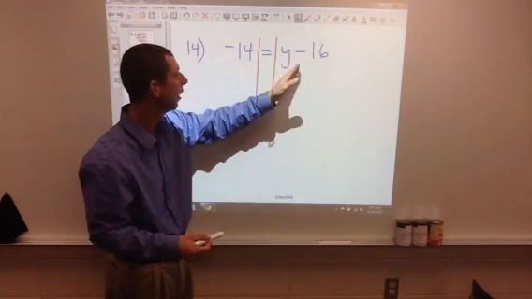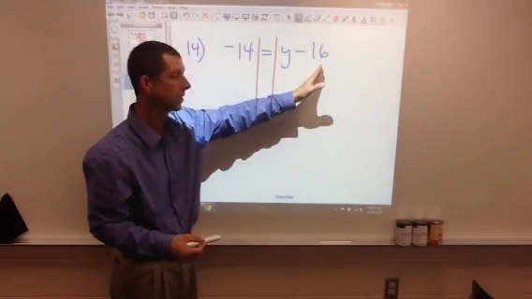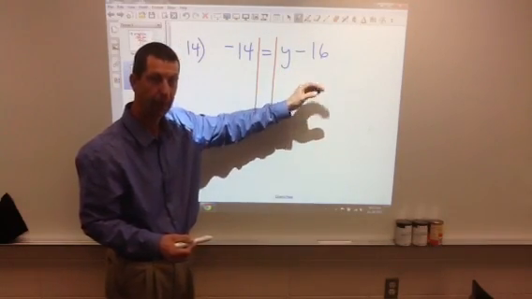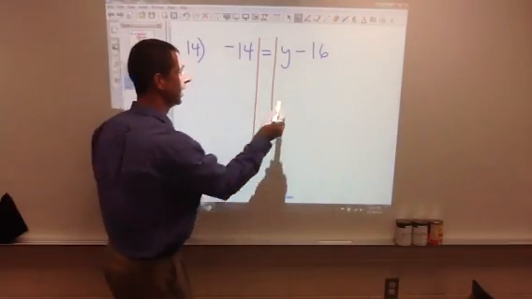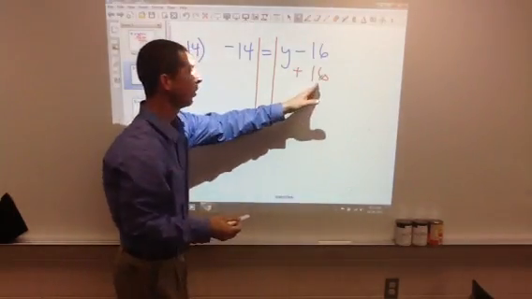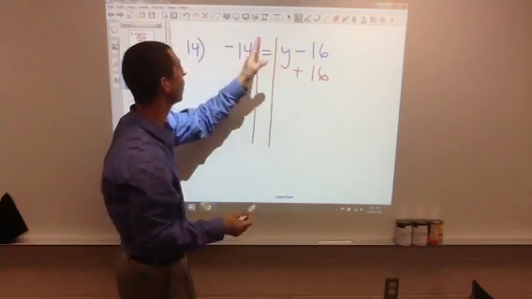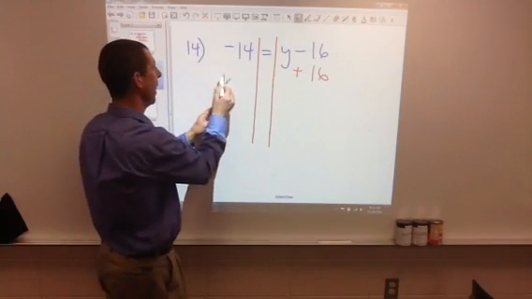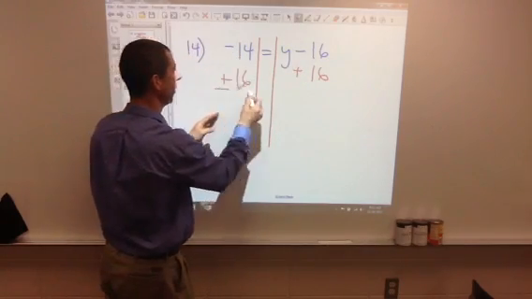But obviously we want to do something that's going to be helpful to isolate the variable. So in this case, we want to get rid of the minus 16. So we do the opposite operation, which is to add 16. So I add 16 on this side, and remember, whatever I did over here, I have to go over here and do the same thing. I have to add 16 over here.